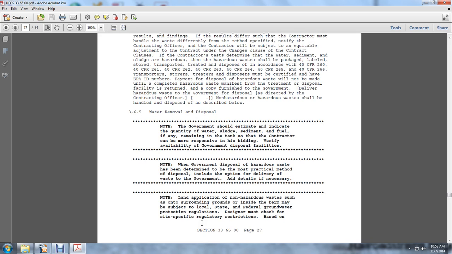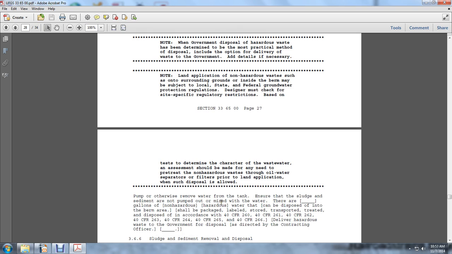Note that land application of non-hazardous waste inside the berm is subject to local standards and state and federal groundwater protection regulations. The designer must check site-specific regulatory restrictions based on testing to determine the character of the wastewater. Assessment should be made for the treatment of non-hazardous waste, such as oil-water separated oil or filters, and whether land application and disposal are allowed.